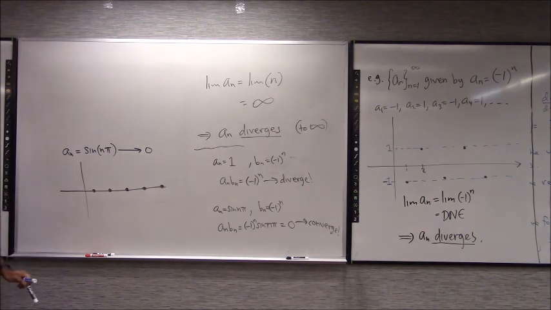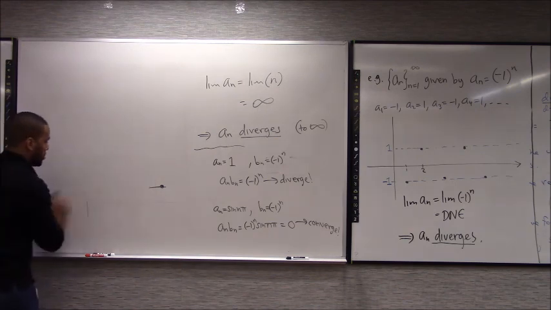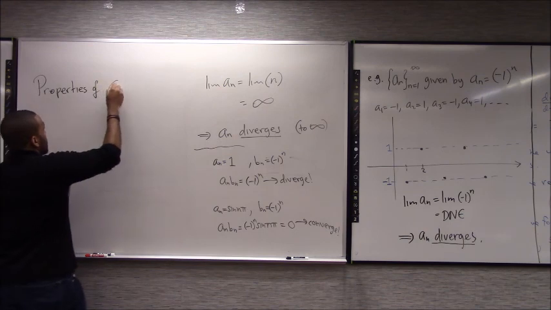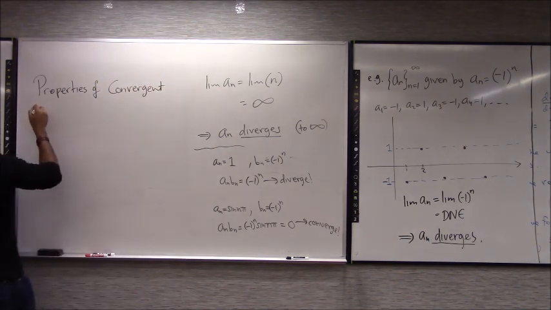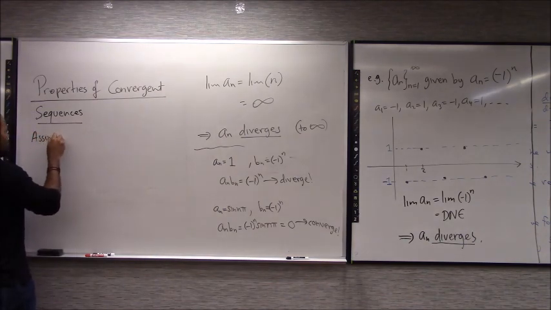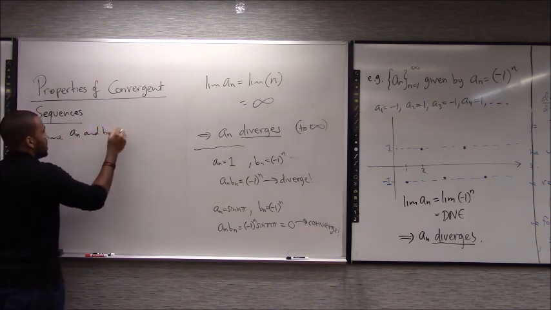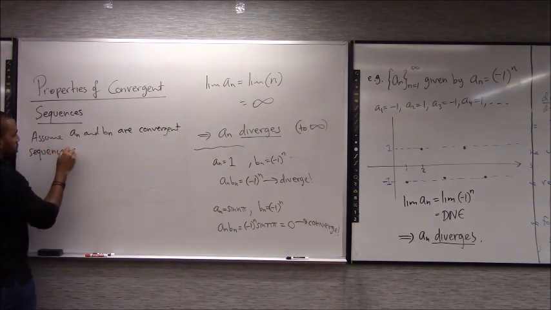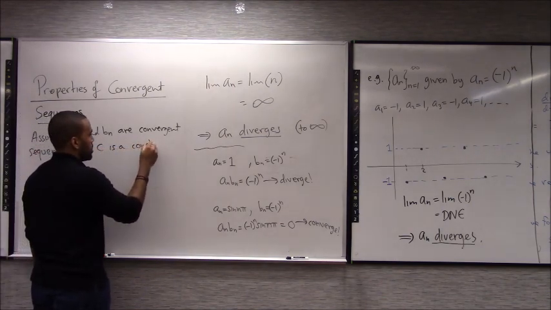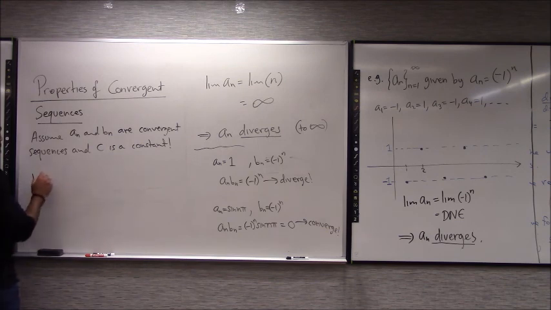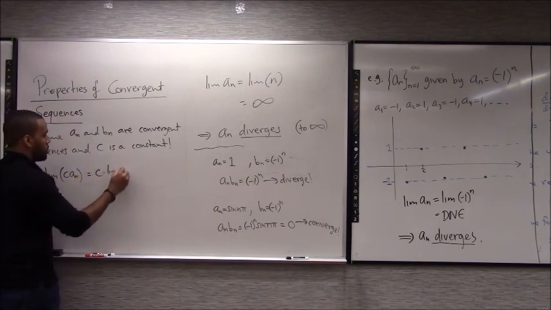That being said, there are some rules that we know about sequences in terms of convergence here. Properties of convergent sequences. Assume a_n and b_n are convergent sequences, and c is a constant. Then it turns out, luckily for us, all the familiar limit rules still actually apply. Meaning, if I want to find what a constant times the sequence converges to, well, it converges to the constant times the convergence point of the sequence.